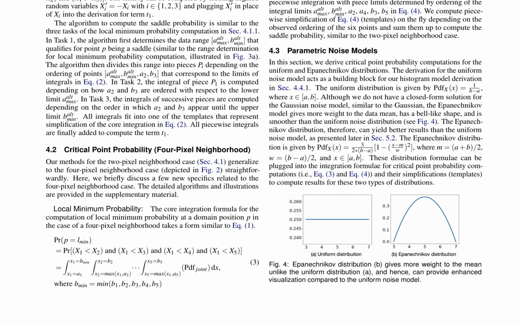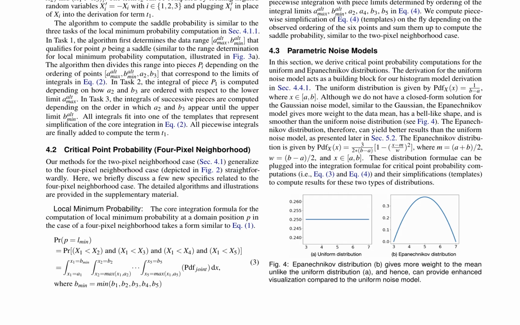The authors also discuss parametric noise models, including the uniform and Epanechnikov distributions. Critical point probability computations for these distributions are derived, which can be plugged into the integration formulae for critical point probability computations. Notably, the Epanechnikov distribution gives more weight to the data mean, resulting in better visualization compared to the uniform noise model.